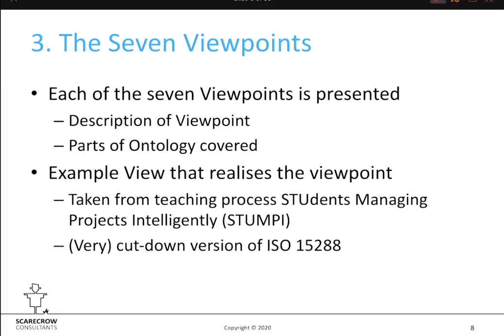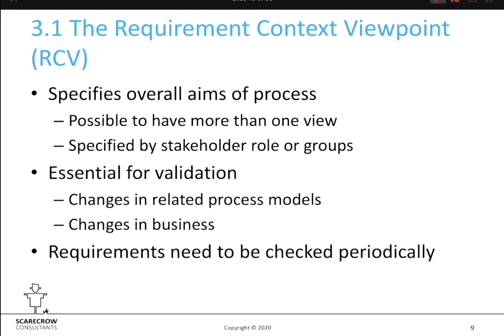So the first one of the 7 views or viewpoints is the Requirement Context Viewpoint, and this is about specifying the overall aims of the process. So this is where you capture what are the requirements essentially for the process? What does the process or set of processes exist to do? And we're systems engineers. We should be working with requirements. We should be applying systems engineering to how we do systems engineering.